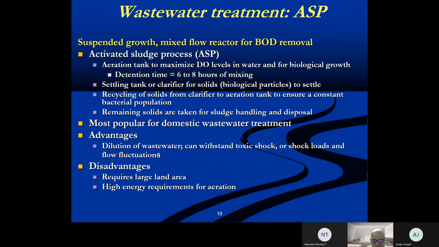Okay, so let's take the first one, which is ASP, the activated sludge process. Now, why do we call it the activated sludge process? Activated means it's active, it's alive, and the sludge is the biomass. Biomass in this case is bacteria, and they are aerobic heterotrophic bacteria for the most part. So it's called the activated sludge process.